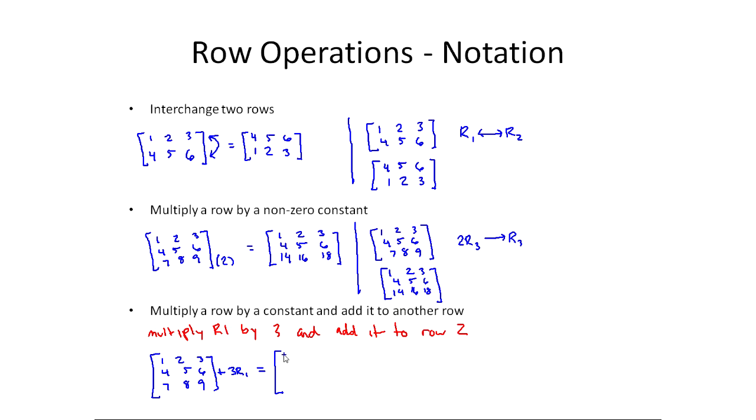Well, 1, 2, 3 doesn't change in the matrix, but this row does. That's why I put the operation there, because we're adding it to row 2. So what I would do is each element in row 1, I multiply by 3 and add it to the corresponding element in row 2. So 3 times 1 is 3 plus 4 is 7. 3 times 2 in row 1 is 6 plus 5 is 11. And 3 times 3 is 9. 9 plus 6 is 15. And now I get my 7, 8, 9.